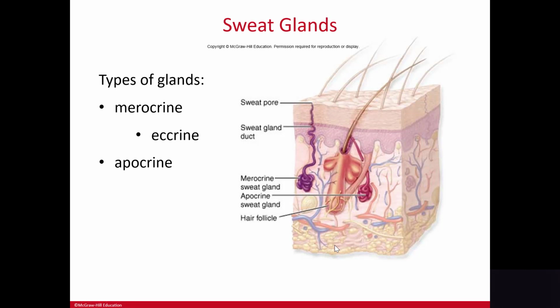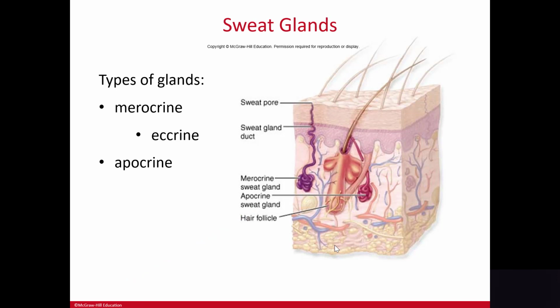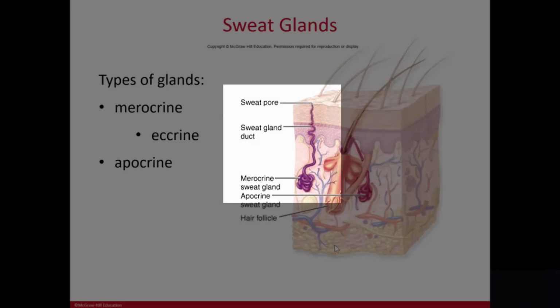Okay, let's look at sweat glands, another accessory organ. Your book is a little confusing here. Your book states that merocrine glands are another name for eccrine glands, and that's not actually correct. Merocrine is a classification of glands that include eccrine glands, but it also includes salivary glands, pancreatic glands, and a few others. So this type of gland excretes its products, whether sweat, saliva, or digestive enzymes, through a duct or a tube and then onto the surface of the organ. So an eccrine gland is a type of merocrine gland, and it's one that secretes sweat through a duct or a tube onto the surface of the skin.